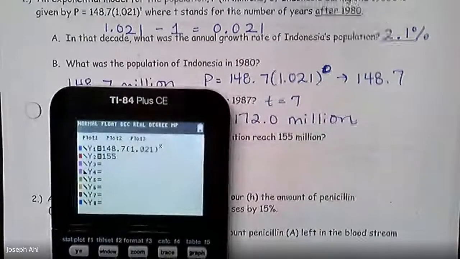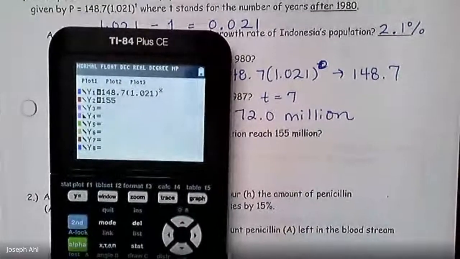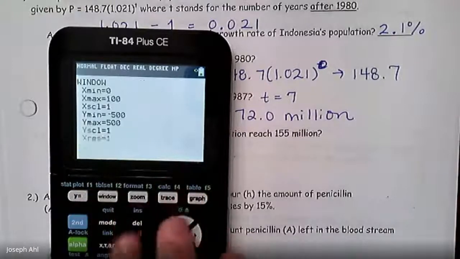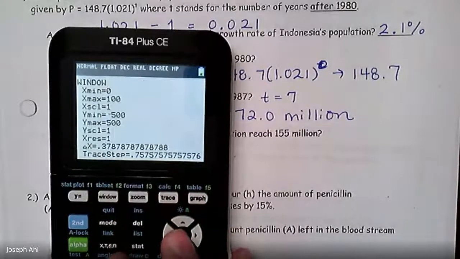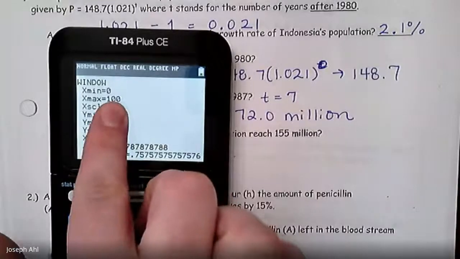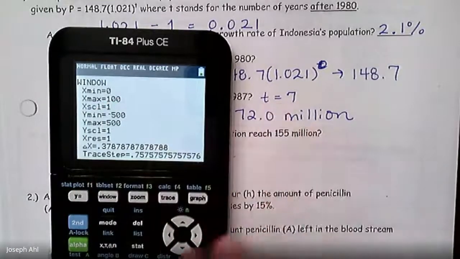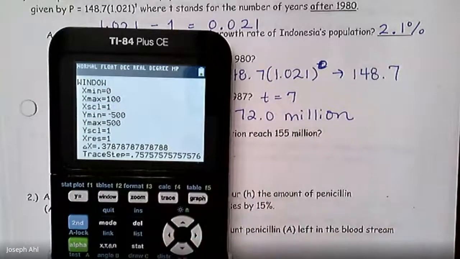Y2 is 155. And before I hit graph, I want to really make sure I set my window correctly, because x is representative of time. I definitely don't have to go out to 100 years. We know what's happening before 7 years is up. So maybe I'll just set the x max to 10. You could even make the x max 7 if you wanted to, but I'll go out 10 years just to get a good scale for the x-axis.